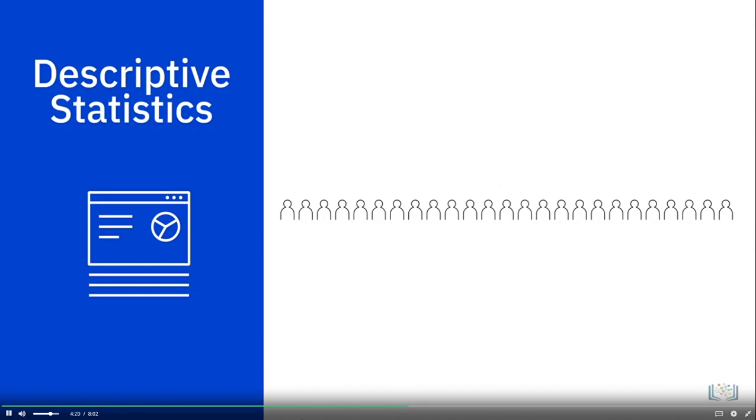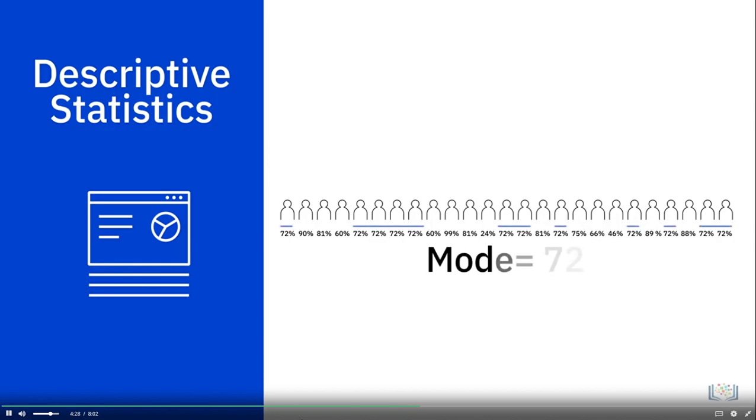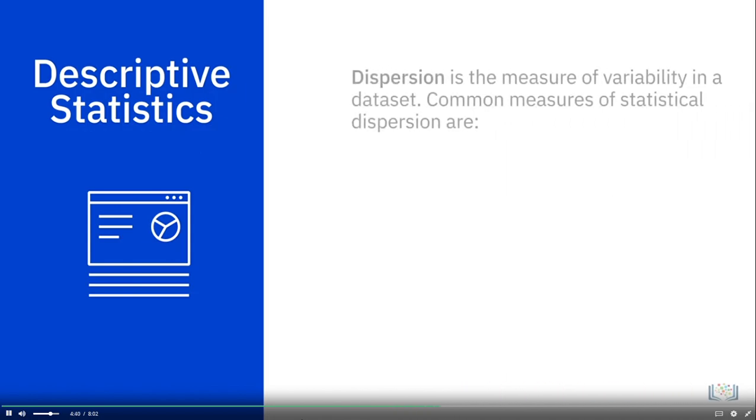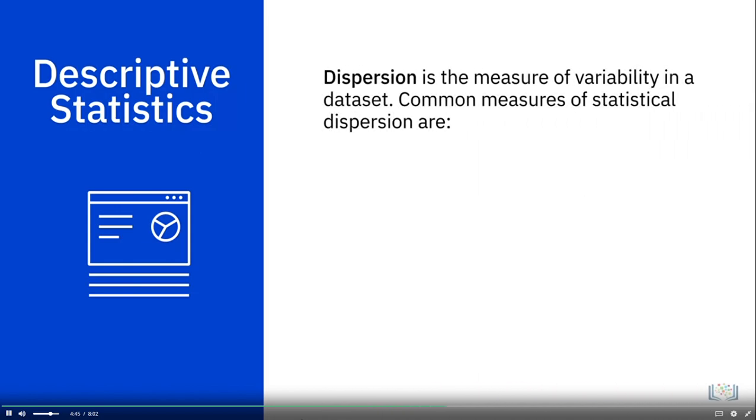Mode is the value that occurs most frequently in a set of observations. For example, if the most common score in this group of 25 students is 72%, then that is the mode for this dataset. So you can see how looking at your dataset through these values can help you get a clearer understanding of your dataset. Dispersion is the measure of variability in a dataset. Common measures of statistical dispersion are variance, standard deviation, and range.